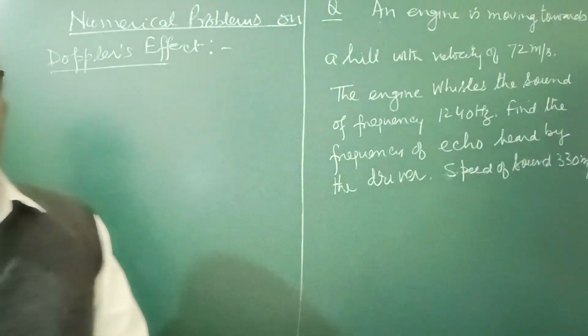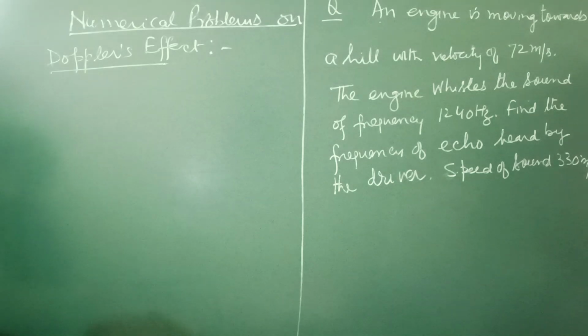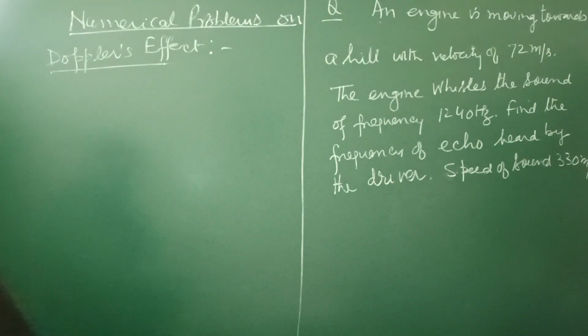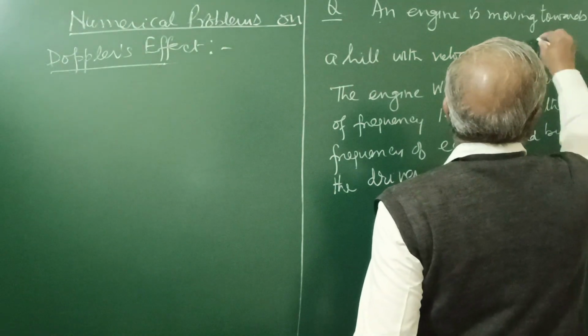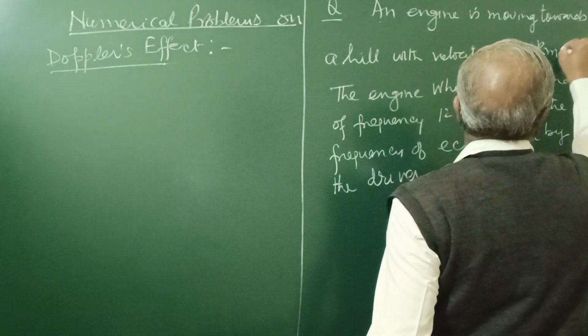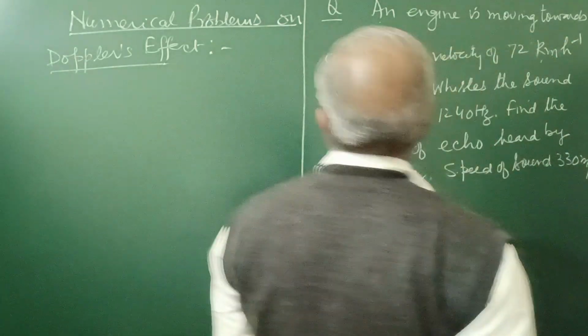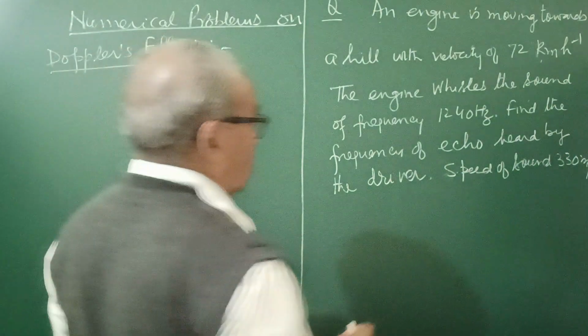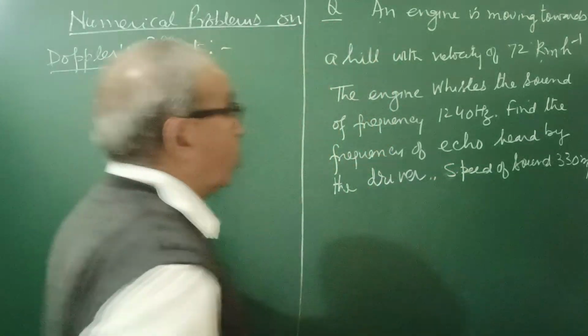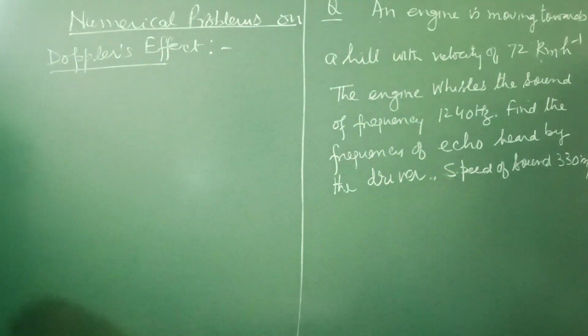Now there is a question here on Doppler effect. An engine is moving towards a hill with velocity of 72 kilometer per hour. The engine receives the sound of frequency 1240 Hz. Find the frequency of echo heard by the driver of the engine. Speed of sound 330 meter per second.